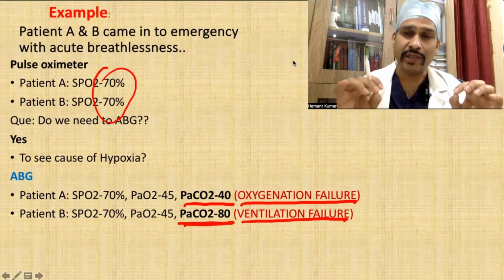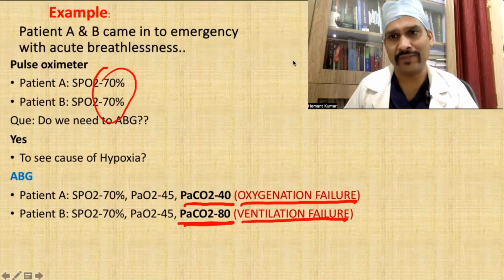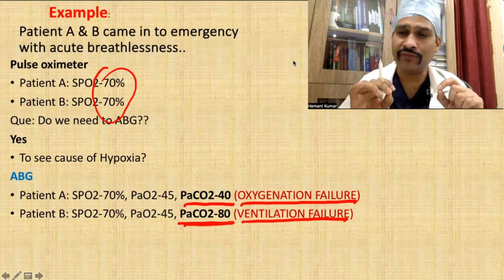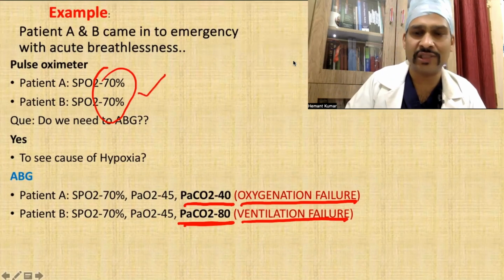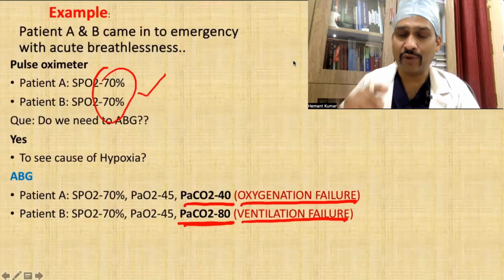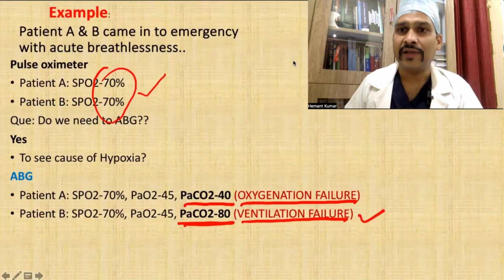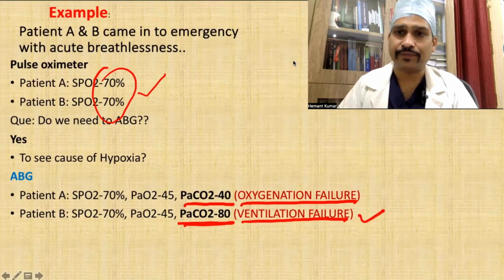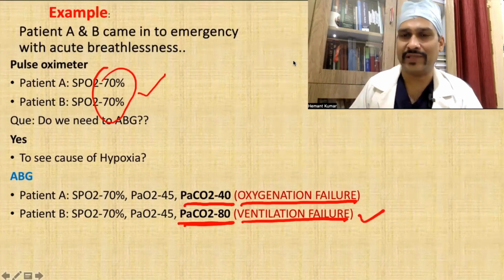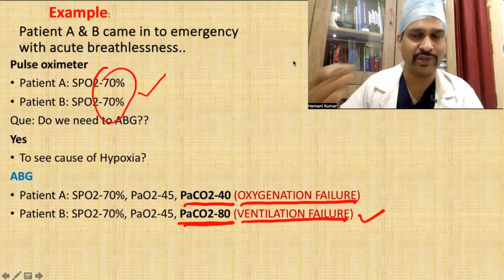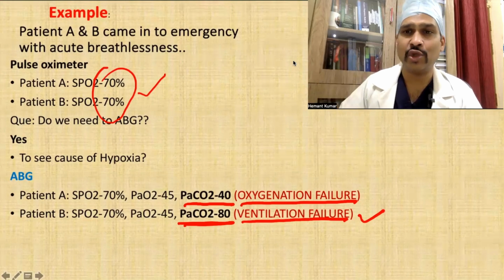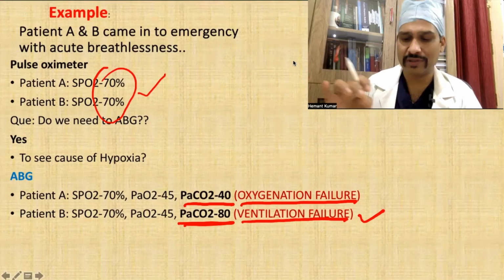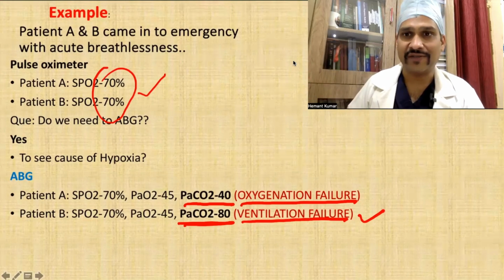So you have to do ABG in all hypoxemic patients, because if you don't do ABG, you would have given oxygen only to these patients, and giving oxygen to patient B will cause harm to the patient. It will further increase the PCO2. So before labeling a patient as ventilation failure or oxygenation failure, you have to do ABG to rule out ventilation failure.